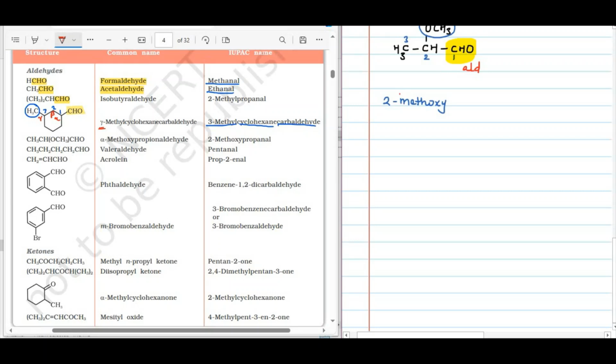The parent is 3 carbons long. So the name of the parent will be alkane, and here you have to replace the e with al. So here you will write propanal.